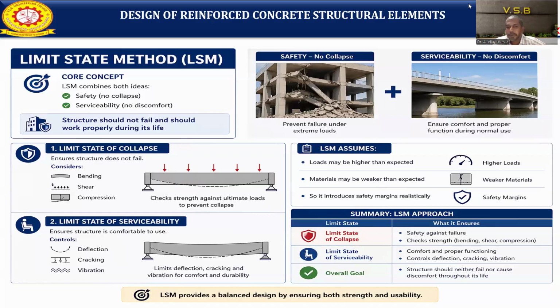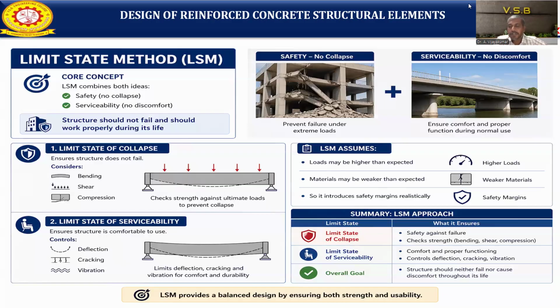So from the overall point of view, in the limit state method our structure should neither fail nor cause discomfort throughout its life. That means we need to ensure comfort in the structure. So the limit state method provides a balanced design by ensuring both the strength as well as the usability of the structure. I hope, learners, we have briefly discussed the three methods: the working stress method, the ultimate load method, and the limit state method.